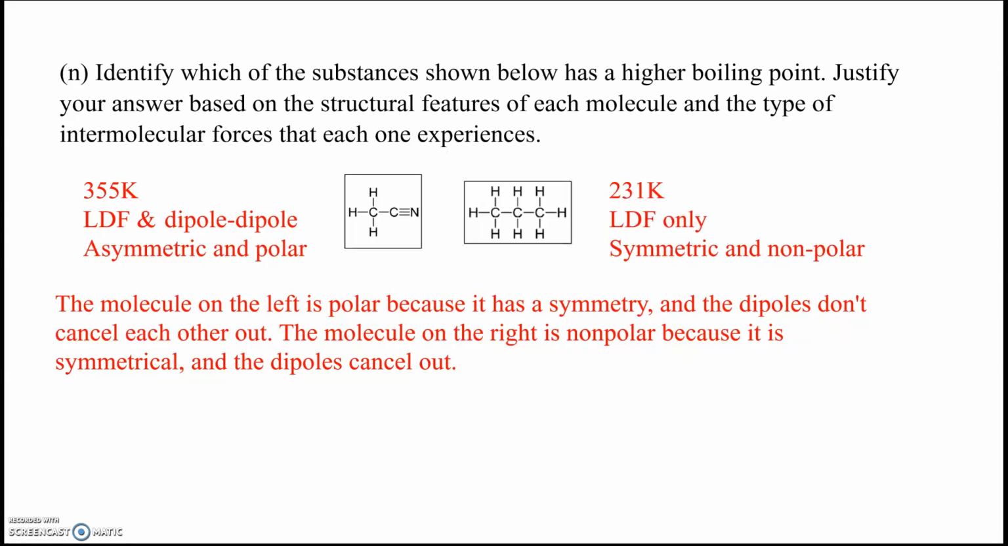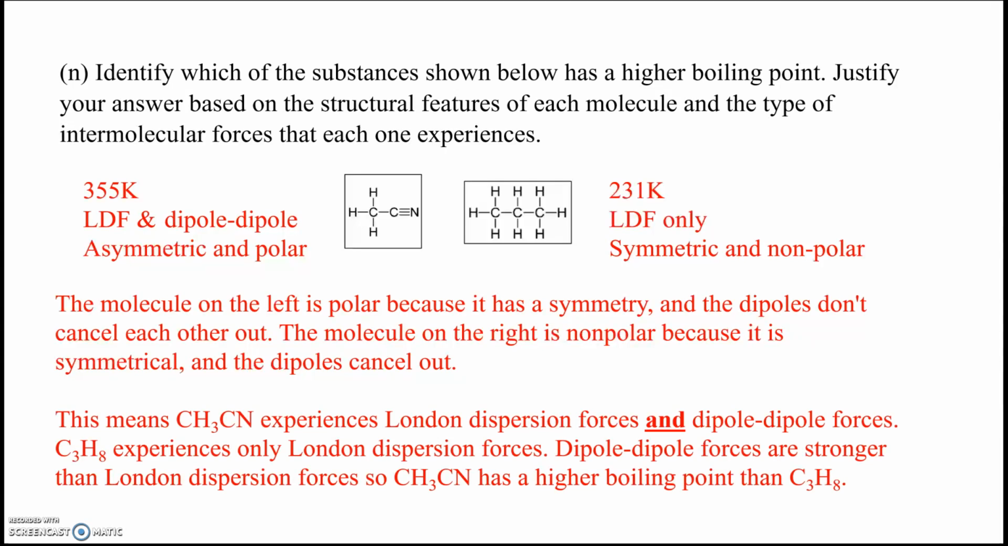These are the kind of arguments that we need to be able to make when we're comparing substances. So this means that the CH3CN experiences London dispersion forces and dipole-dipole, but the one on the right, the propane, only experiences LDF. And dipole-dipole forces are stronger than the LDF, so the molecule on the left has the higher boiling point.